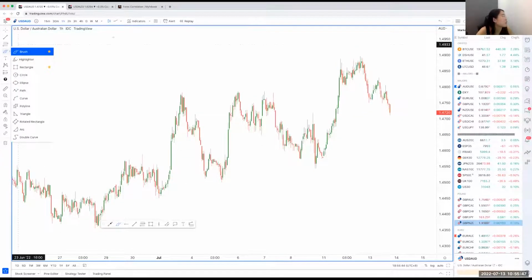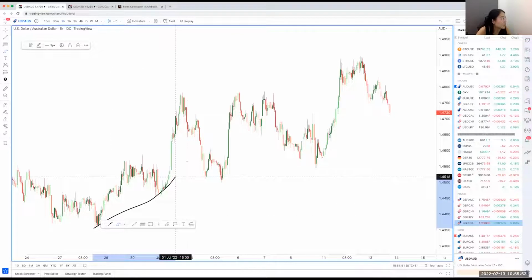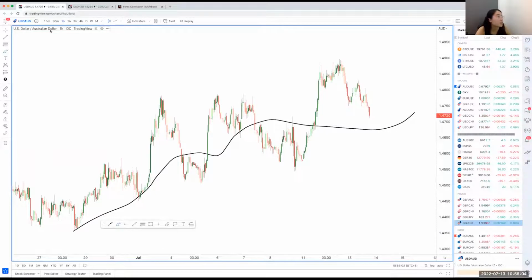Let's say we have found a very nice moving average to use as well, and it looks something like this, for example. Something like that. So when we're looking at the USD AUD, we are also biased that price is going to come here and bounce, similarly to USD NZD.